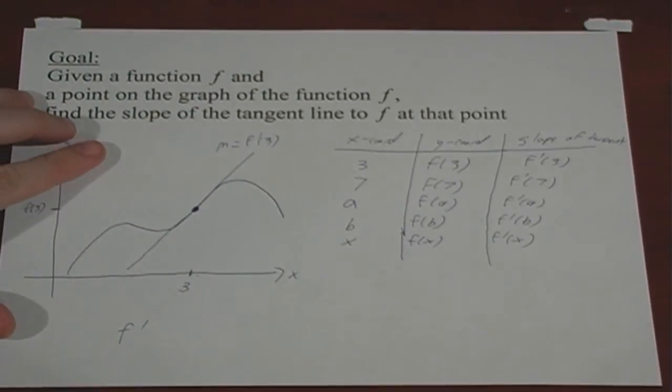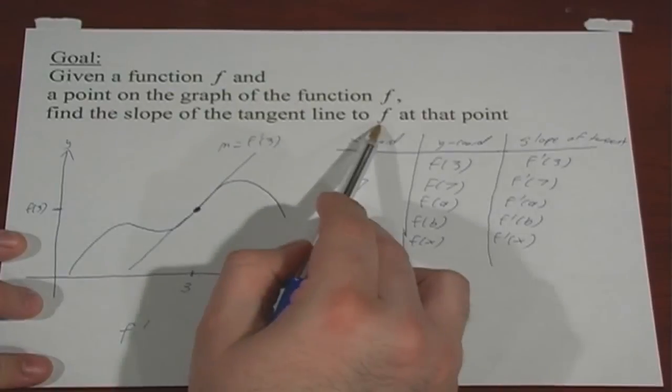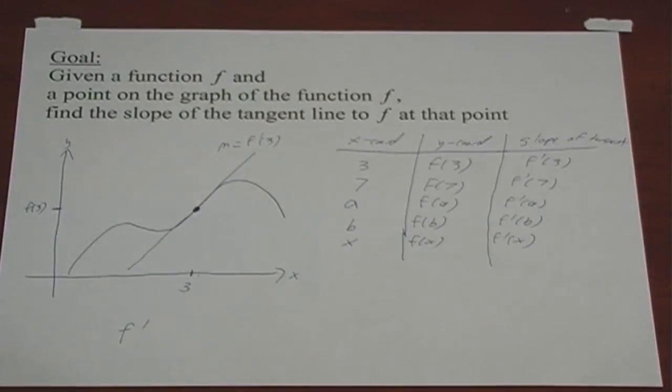So one more time, remember what our goal was. Our goal was, given a function and a point on the graph of it, find the slope of the tangent line. The way you find the slope of the tangent line, you pick either formula 1 or formula 2, and you go. And when you find the slope of the tangent line, it's going to be a limit. If the limit exists, that's the slope of the tangent line. If the limit doesn't exist, then it doesn't have a tangent line there, and we're going to say it's not differentiable there.